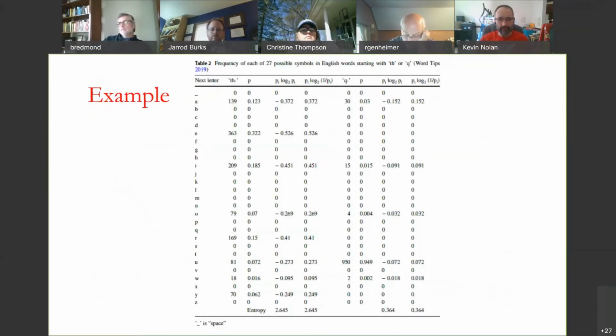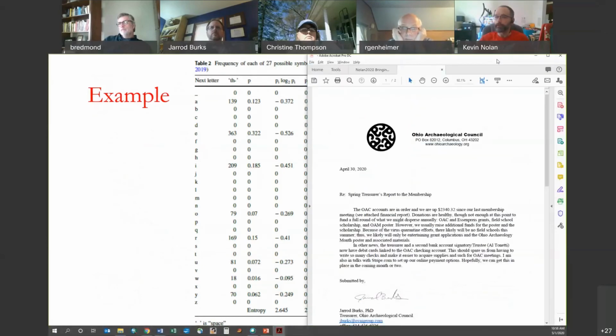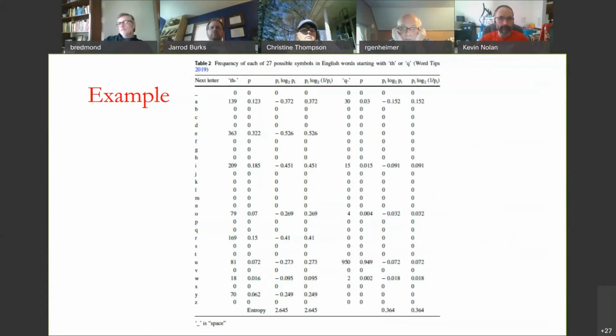So here's an example from English, and I'm going to have to look at my article here to, well, assuming I still have PowerPoint up. There it is. Okay. So this is why I apologize first.